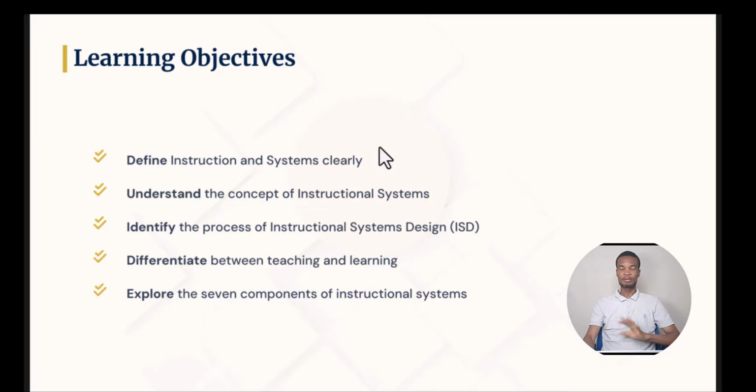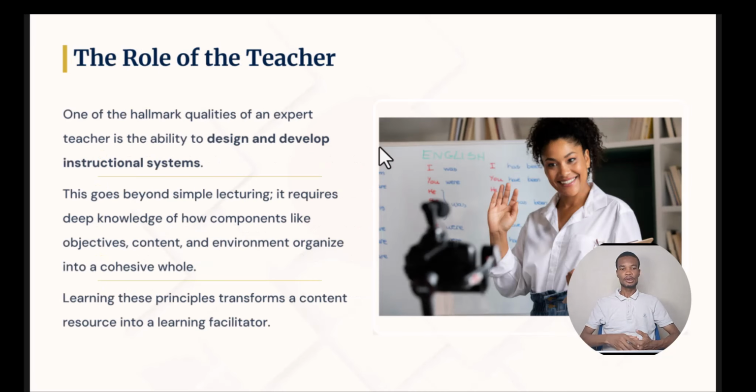By the end of this particular video, you're going to be able to explain what an instruction is. You're going to be able to talk about systems. You're going to be able to talk about the components of an instructional system, and you're going to be able to talk about the process involved in designing an instruction. So let's get into the video.